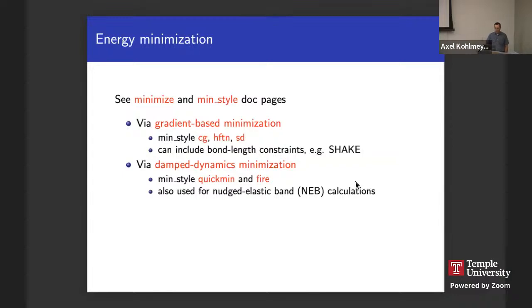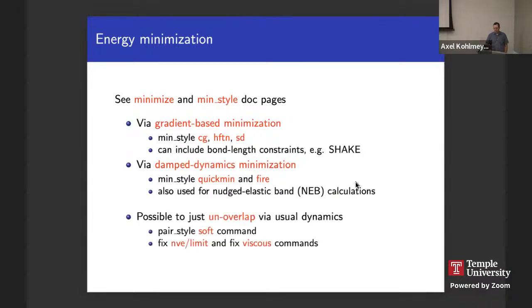You can also do energy minimization. There's a few different flavors. There's gradient-based minimization, which is just your standard conjugate gradient, and you can also include bond length constraints like SHAKE. So you're trying to minimize the energy. There's also some dynamic minimization, damped dynamics like quickmin and FIRE. You can also use that for nudged elastic band calculations.